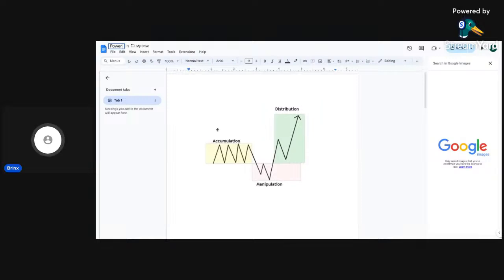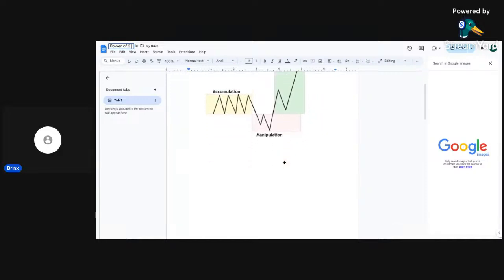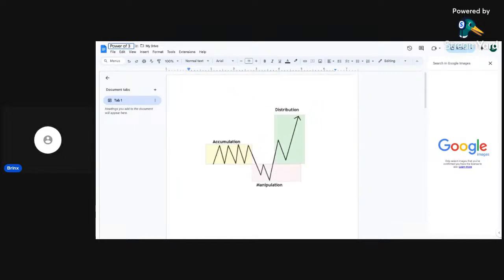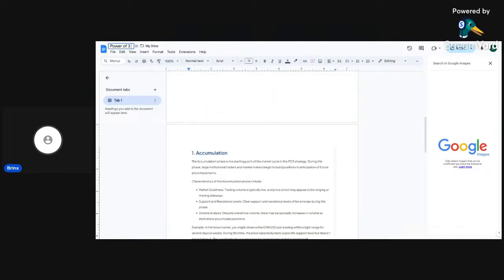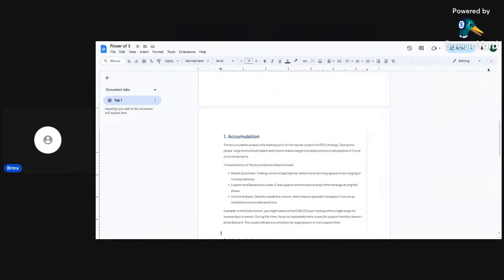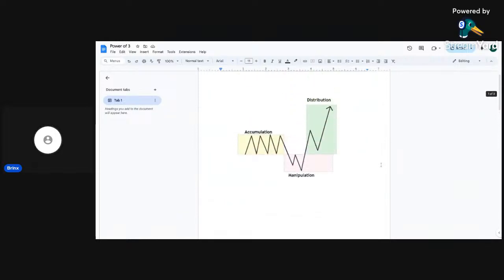When we talk about power of three, it's composed of three stages: accumulation, manipulation, and distribution. If you understand this, you understand where the market's going and why it's going in that direction. Entries and exits are the easy part. A lot of times traders don't understand what drives the market in terms of why it's going to certain levels. People think if they throw a fib level on a chart, they'll understand it, or if they throw some type of support and resistance, it'll do that.